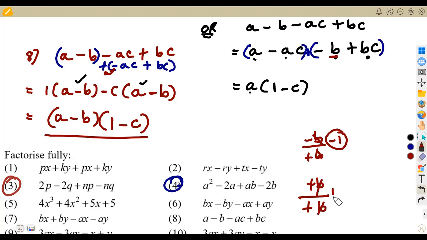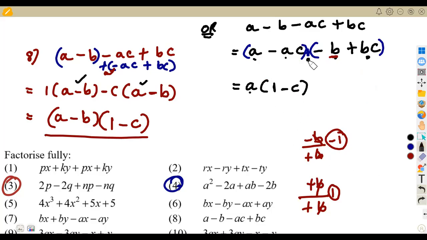B and B cancel, so meaning to say we have a positive 1. In order for us to have a positive 1 in the next bracket, we must factor out a negative B so that a negative and a negative will give us a positive. It's not just to say B is common, so I take it as a B. No, you consider also the sign because you want this to be a positive.